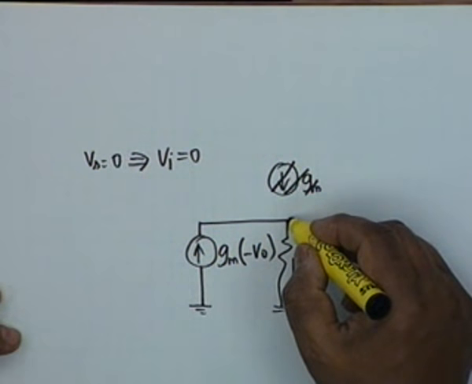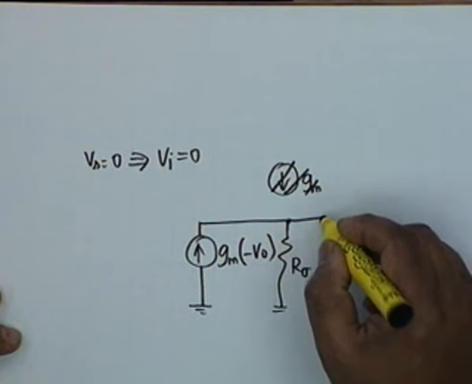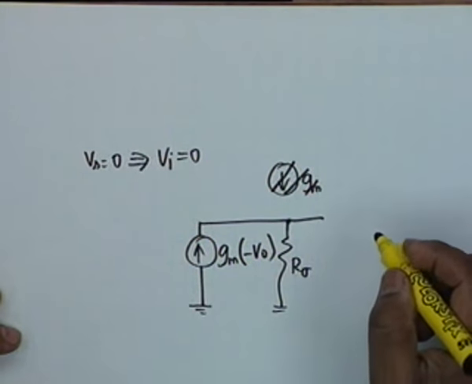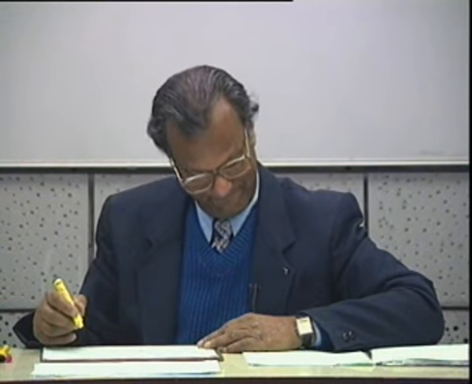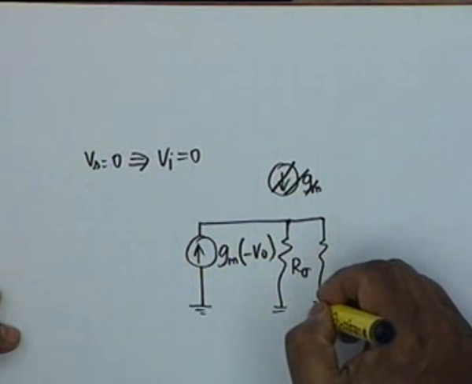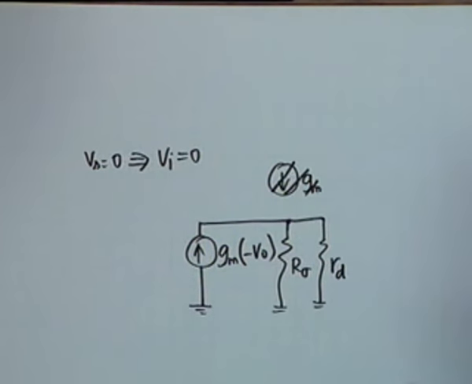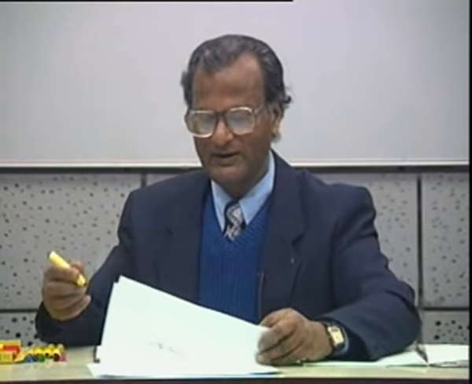What else? No RL. We could include RD. We did not include it there, but RD comes in parallel. We could include RD also. In the equivalent circuit drawn earlier, we had ignored RD. If you so desire, you can include this.